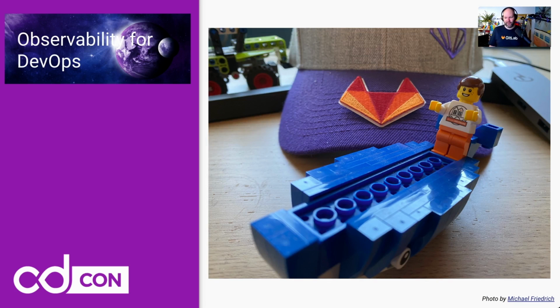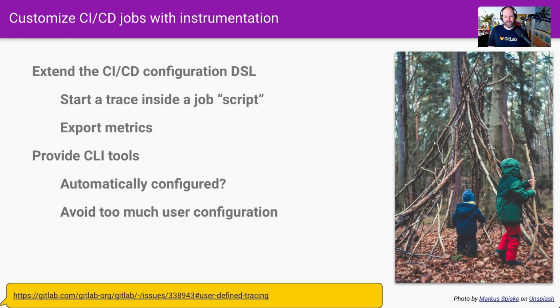Now, thinking about observability for DevOps, we also want to customize it. Maybe we want to extend the configuration language and add some sort of trace keyword, maybe also exporting metrics, allowing the users to customize the CI/CD configuration. On the other side, it might be interesting to provide CLI tools for CI/CD, which are automatically configured by environment variables, avoiding too much user configuration. This is also something to be discussed in the linked issue.